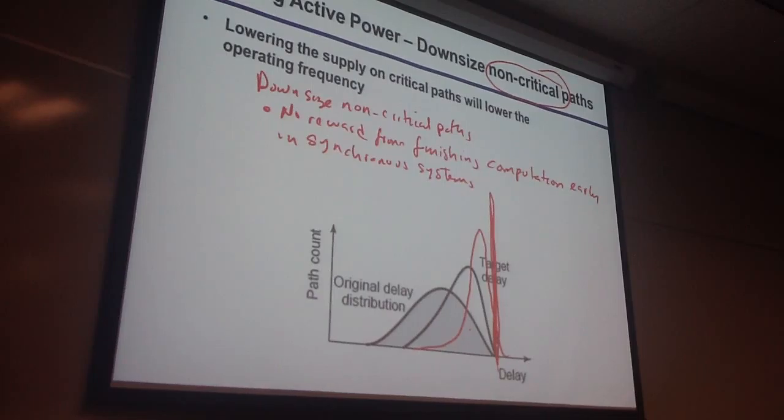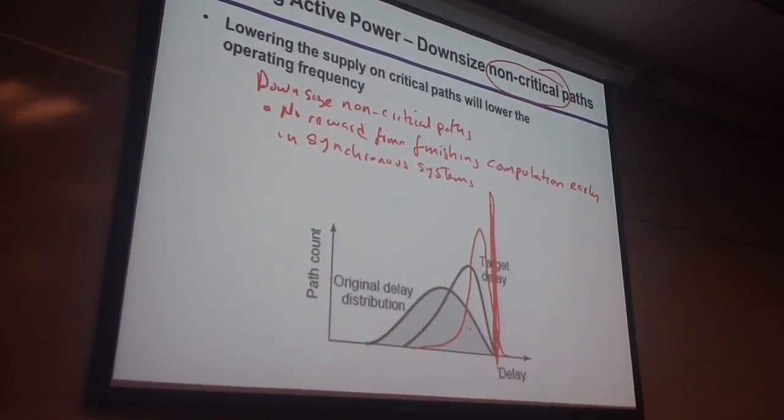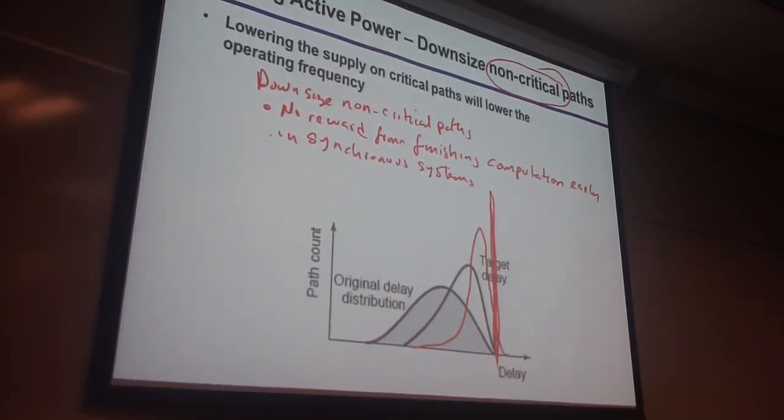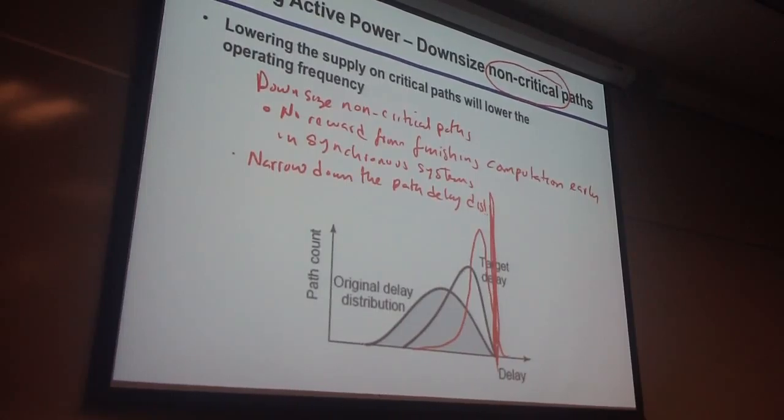But how do you finish late? The way you finish late is by maybe, what? Lower the supply voltage. Or maybe make the circuit smaller intentionally. Right? So that's the idea. So you want to narrow down the path delay distribution. Okay? Any questions?